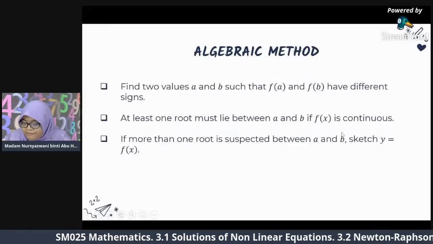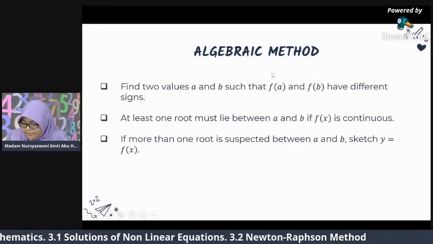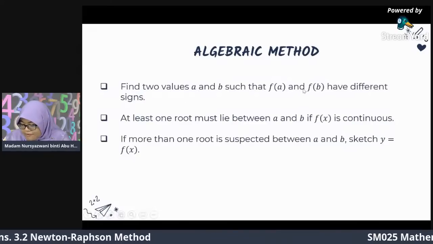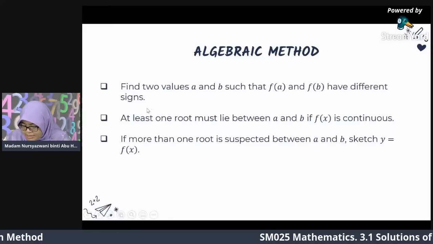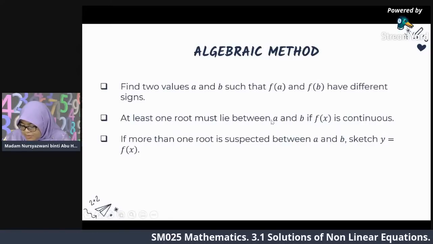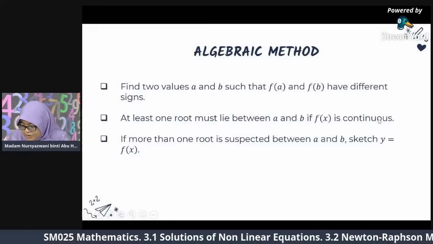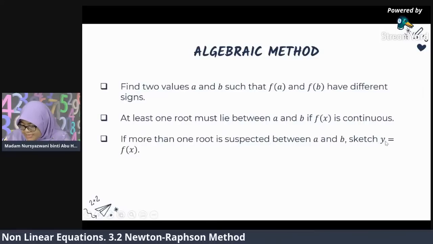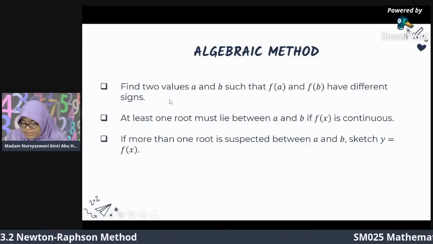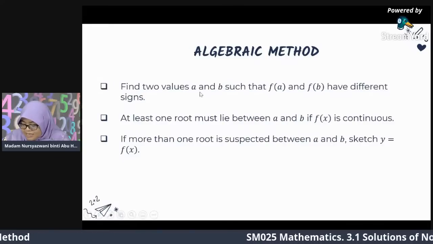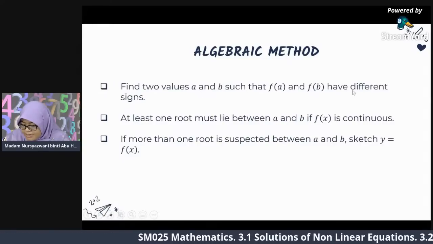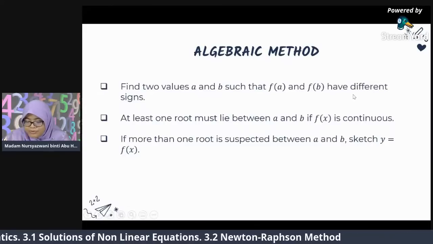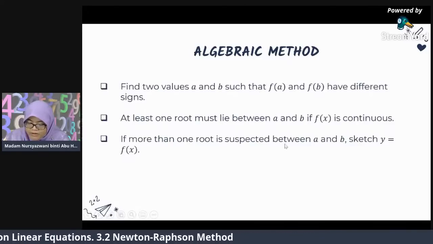Okay, how to determine the first approximation by algebraic method? By trial and error, find two values a and b such that f(a) and f(b) have different sign. At least one root must lie between a and b if f(x) is continuous. If more than one root is suspected between a and b, sketch y equal to f(x). Okay, so kat sini maksudnya kita cuba jaya saja, gantikan dua nilai. So kalau ada perbezaan sign, different sign ataupun opposite sign, so adalah root di antara dua nilai tersebut.